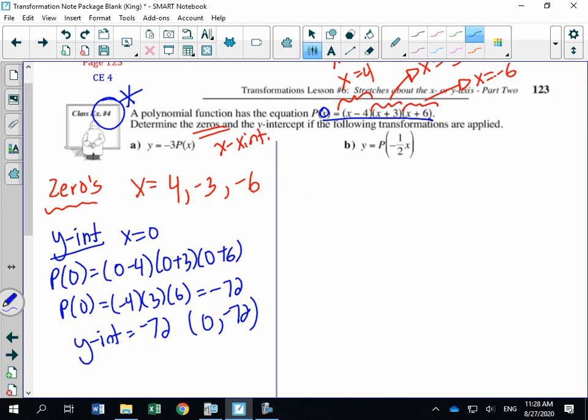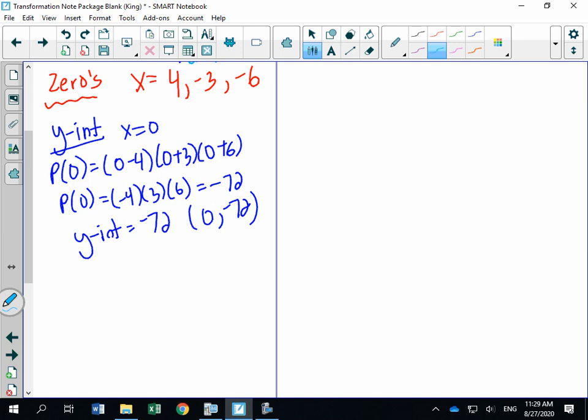Okay, so it's really important that when we're doing these types of questions, we get the original zeros and the original y-intercept. Now we could actually do the question and say, okay, what is going to happen to these zeros, 4, -3, and -6, and what's going to happen to this y-intercept when it undergoes this transformation? So let's see what this is. That's our a value, and a is -3. So let's write that down. A is equal to -3. So that's a vertical stretch and a vertical reflection.